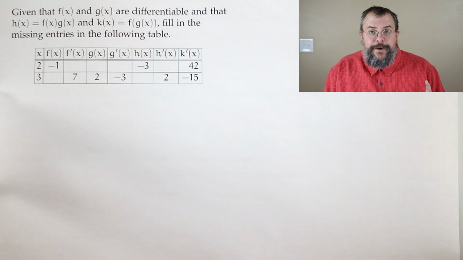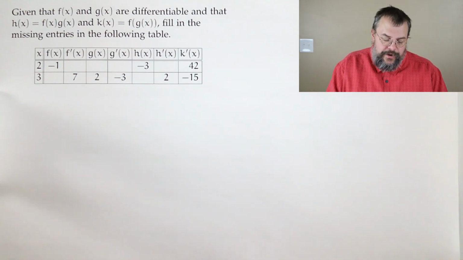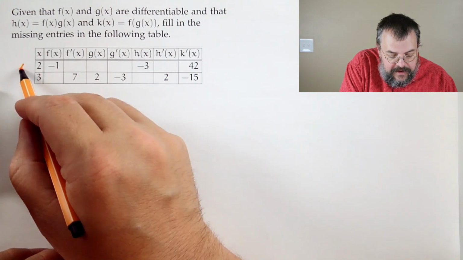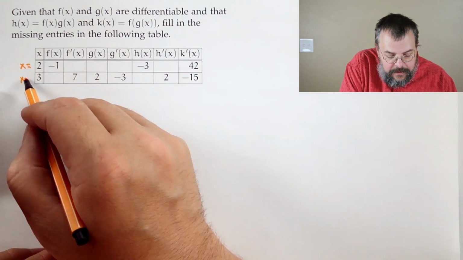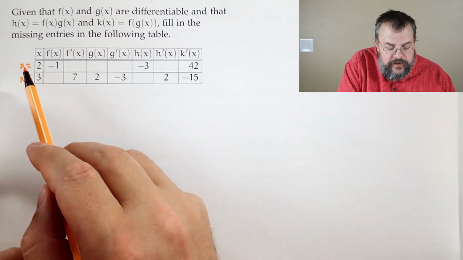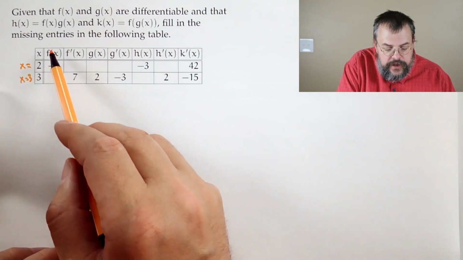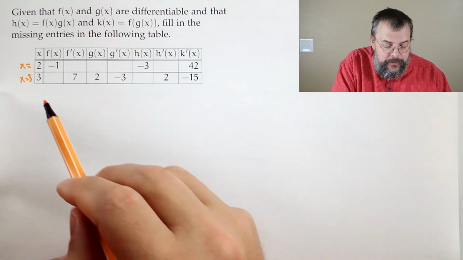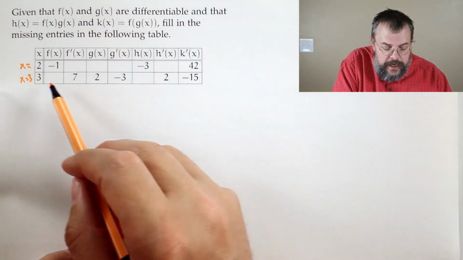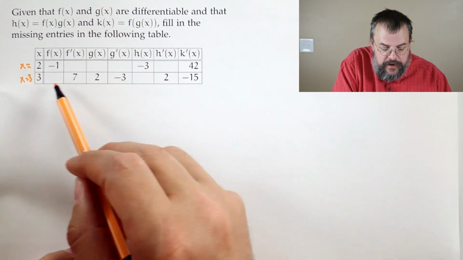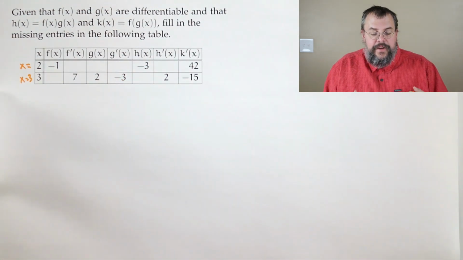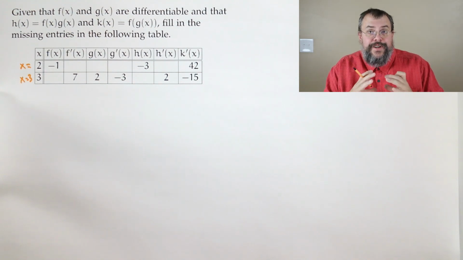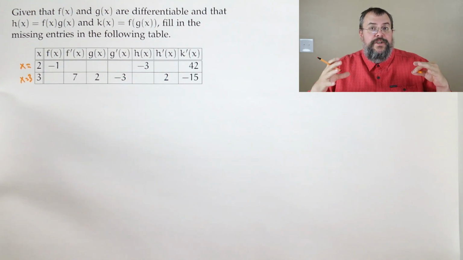Now let's be careful about how we read this chart. What's happening here is this first column is telling us our x values. So this is x equals 2, x equals 3. So for instance, I know what f of 2 is. Okay, that gives me some information to work with. I can also know what g prime of 3 is. So g prime of 3 is negative 3. So the question is, how can we take the information that we know and figure out the information that we're missing?